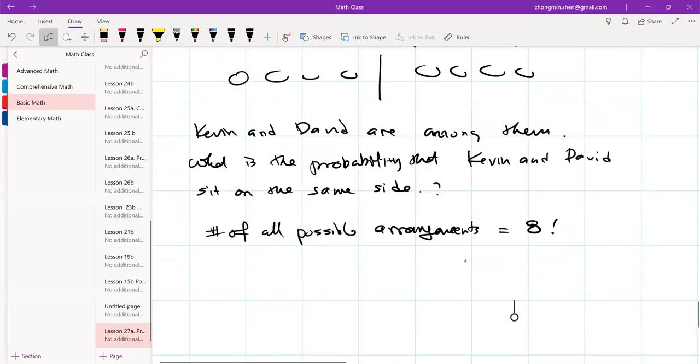If you're a teacher, how do you make arrangements to make sure David and Kevin are on the same side? Do you allow them to select the seats first? Yes, otherwise, if you put other students there, then you will say, oops, David, you have to sit on the left side, Kevin, you have to sit on the other side. So you have to take care of this first if they want to sit on the same side. Same side does not mean they have to sit next to each other. I can even put an additional condition that they must sit next to each other. Then it will be different, with more restriction.